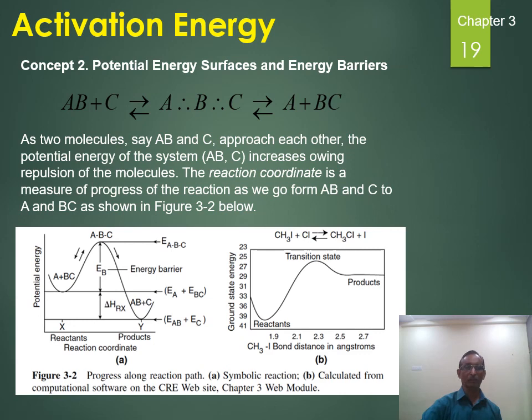Energy barrier is important. In this diagram, reactants and products are mentioned. This is the transition state, the complex one. So for an endothermic reaction and for an exothermic reaction, the energy barrier is different, because we know that delta H is positive for an endothermic reaction and negative for an exothermic reaction.